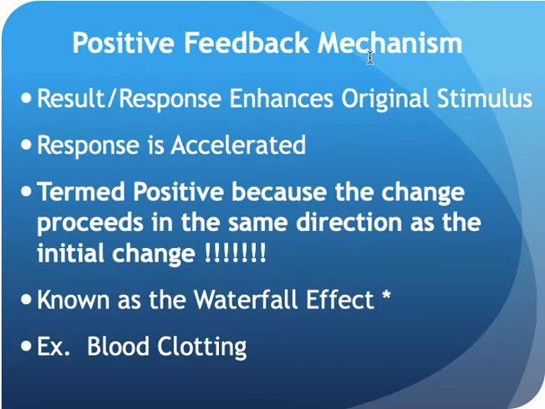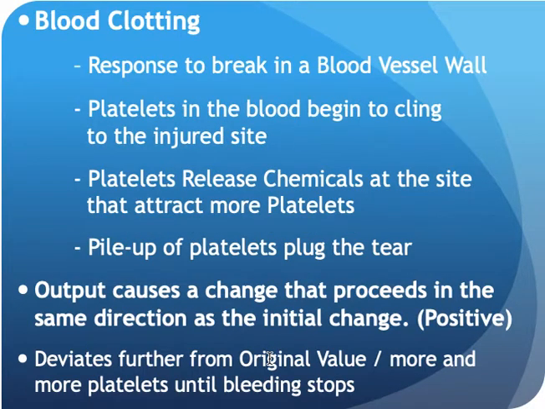A good example of positive feedback is going to be blood clotting. Let's take a quick look at that. Blood clotting is the response to a break in a blood vessel wall. You have platelets in the blood that begin to cling to the injured site. Platelets release chemicals at the site. They're going to attract more platelets. We get this pileup of platelets, and then they're going to plug that tear. They're going to stop the bleeding.